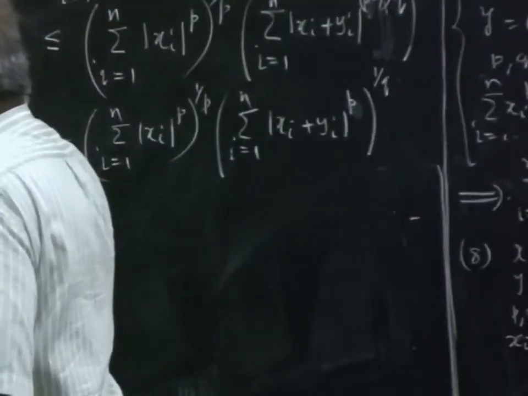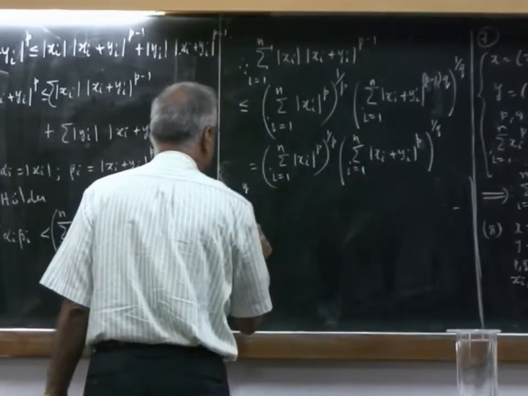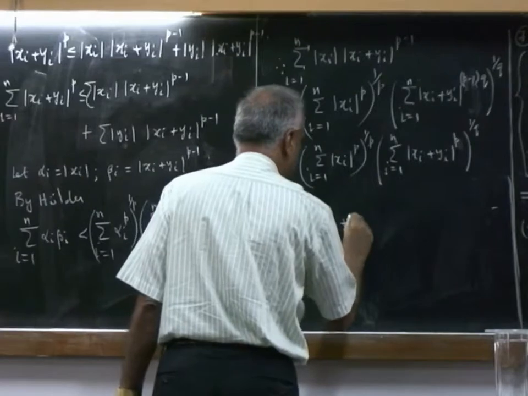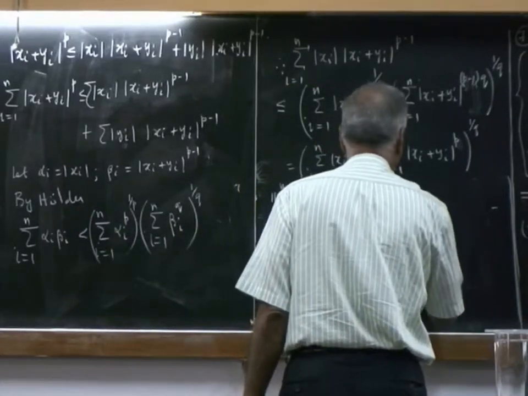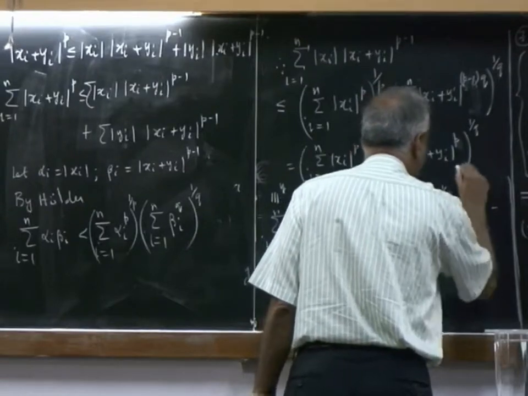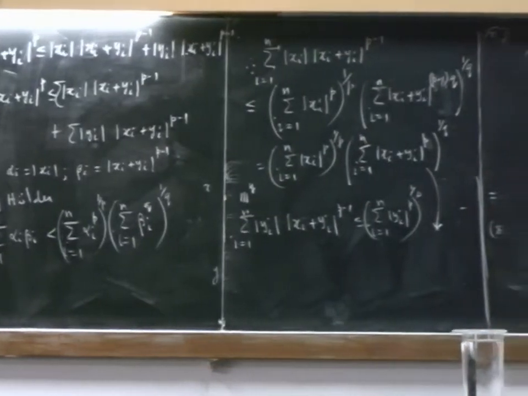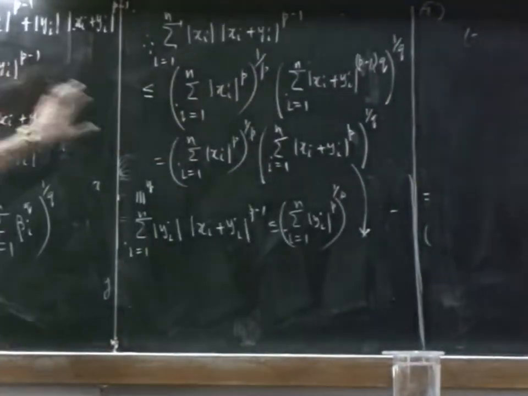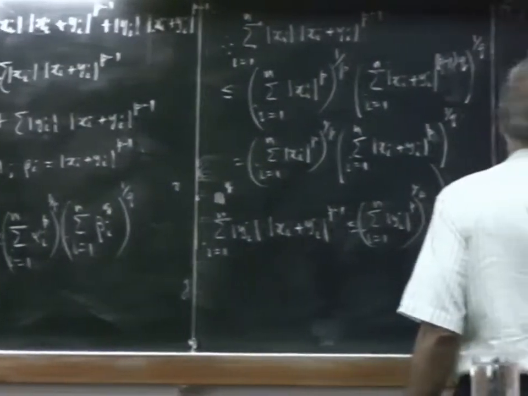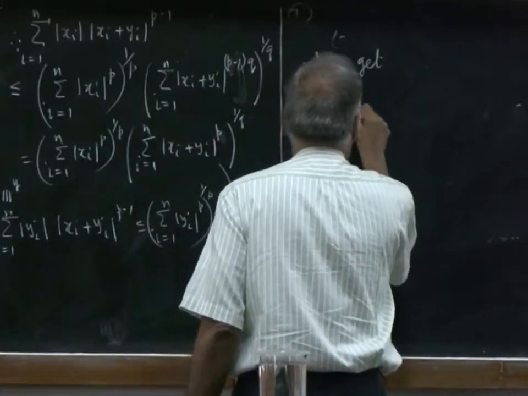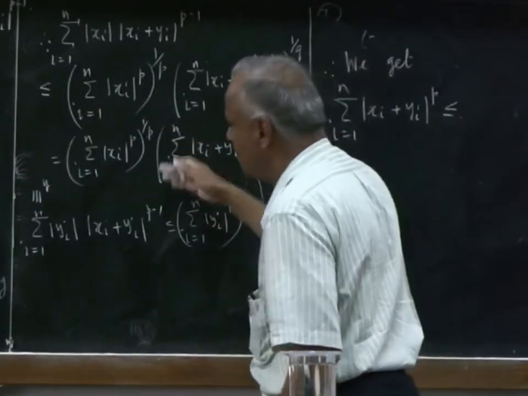Similarly, if I replace the xi by yi, I will get this term to be yi to the power of p. Similarly, summation mod yi times mod xi plus yi to the power of p minus 1 is less than or equal to summation i equal to 1 to n mod yi to the power of p to the power of 1 over p times the same term, because it is the same term for both. So what do I get from these two? On the right hand side, this term is smaller than that and this term is smaller than this, and therefore we get summation i equal to 1 to n mod xi plus yi to the power of p, the left hand side, is less than or equal to the sum of these two terms.